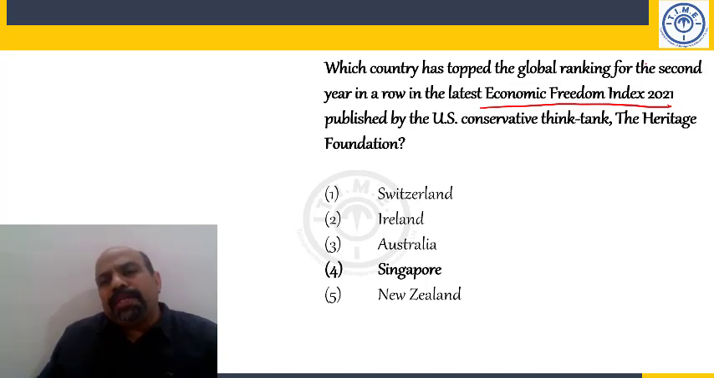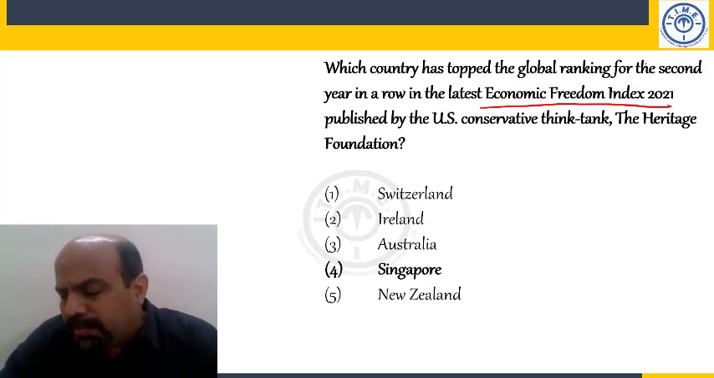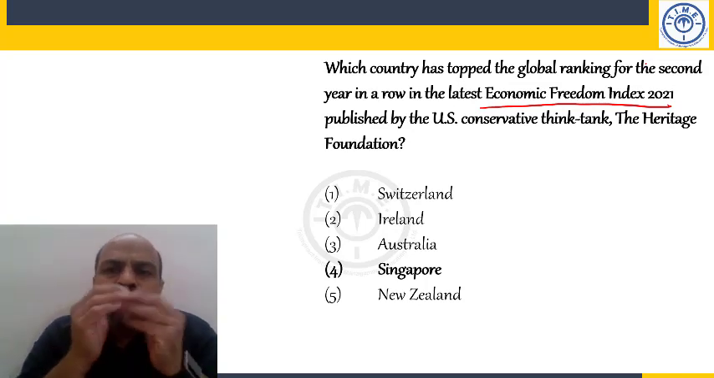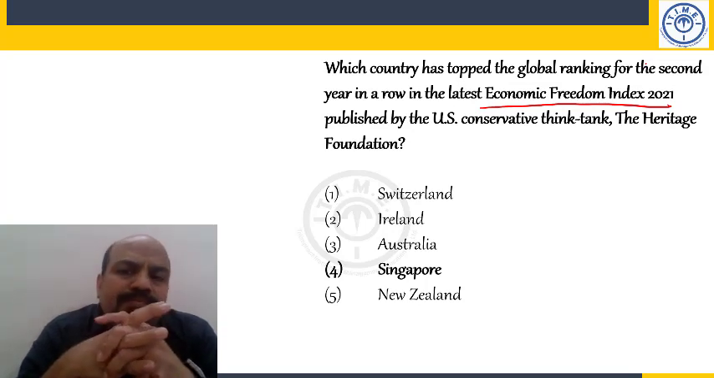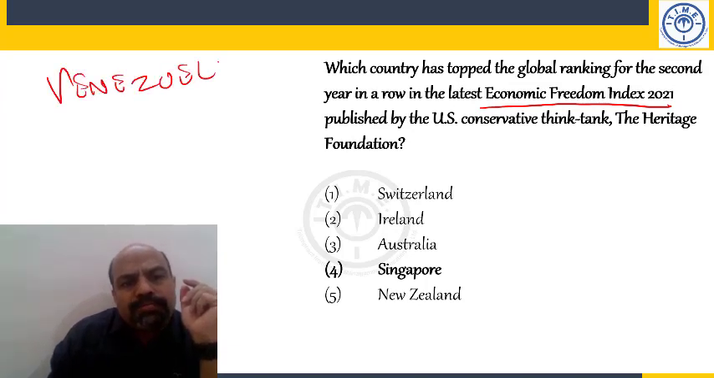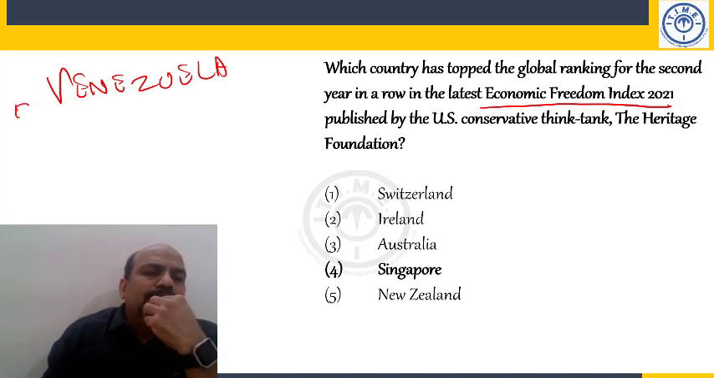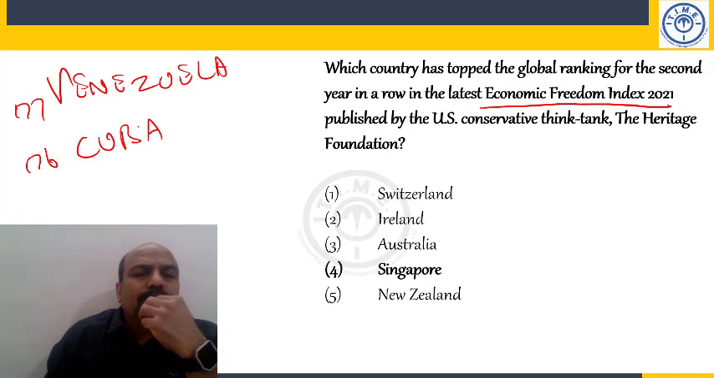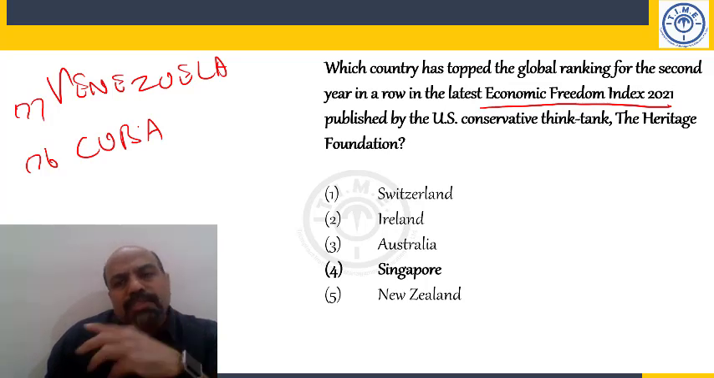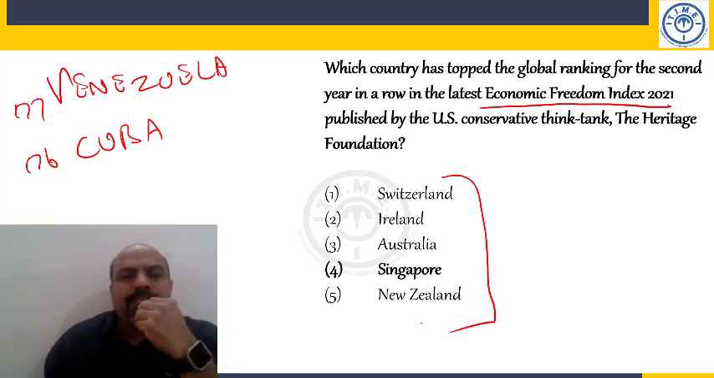Bottom 3 countries, in brackets, among 178 ranks. 178 North Korea. 177 Venezuela. 176 Cuba. So these are not free. The others are the most free countries. Okay. Next.